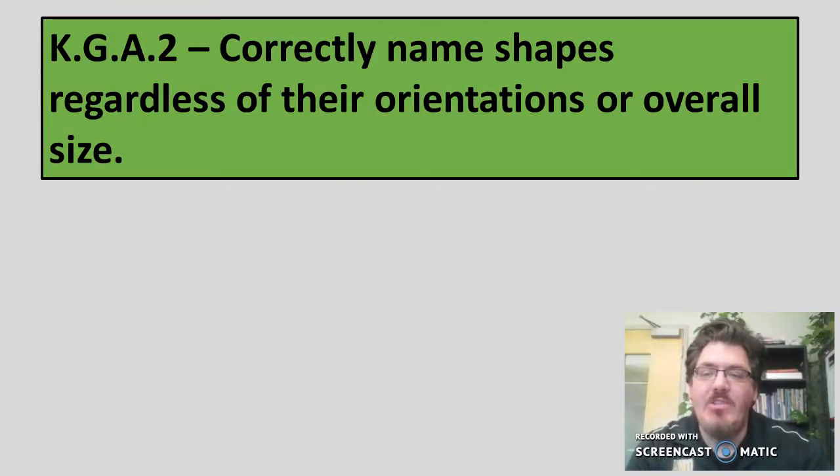Standard K.G.A.2 is the standard that we are going to address in this video. The standard builds on the previous standard in that it deals with recognizing and naming basic shapes. So, what shapes should a kindergarten student be able to recognize and name?